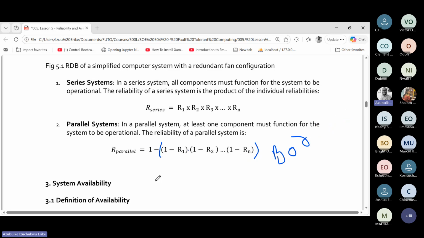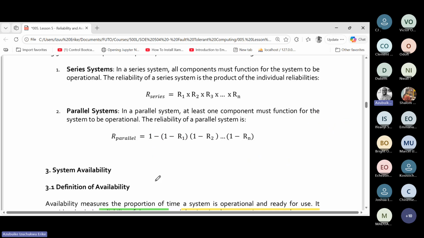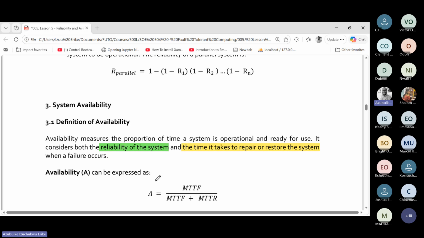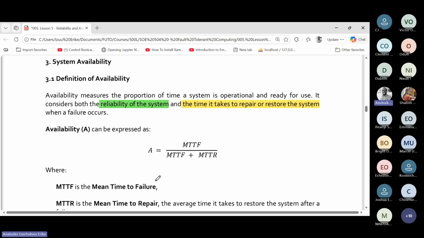Now let's look at, we have talked about reliability. We now want to look at availability. Now, what is availability? We say that it is a measure of the proportion of time a system is operational and ready for use.